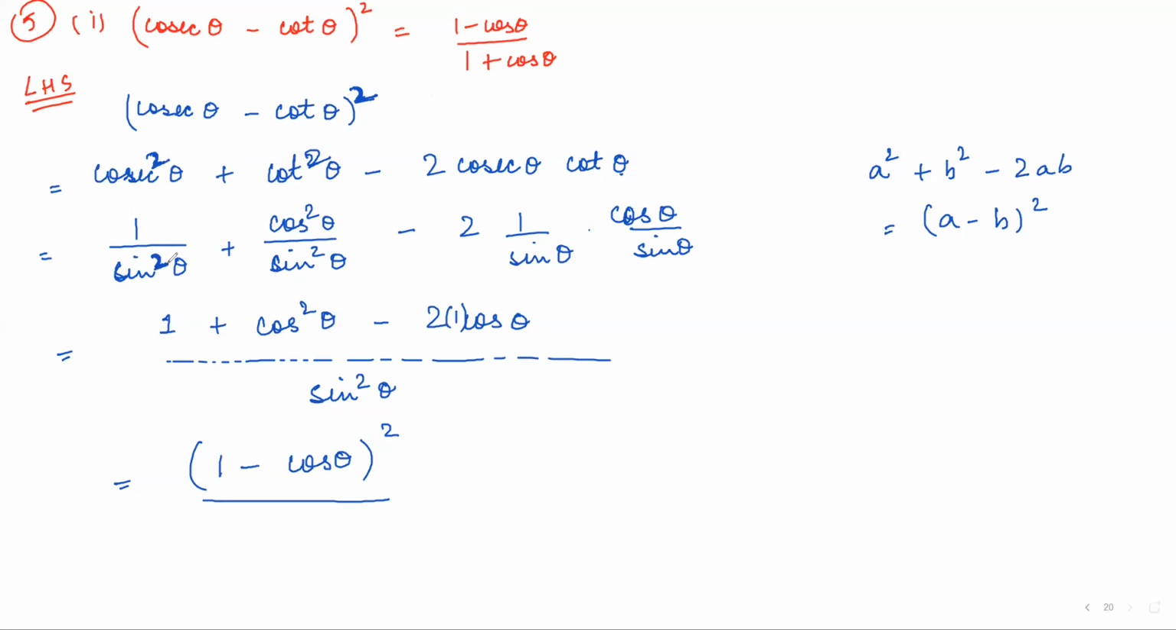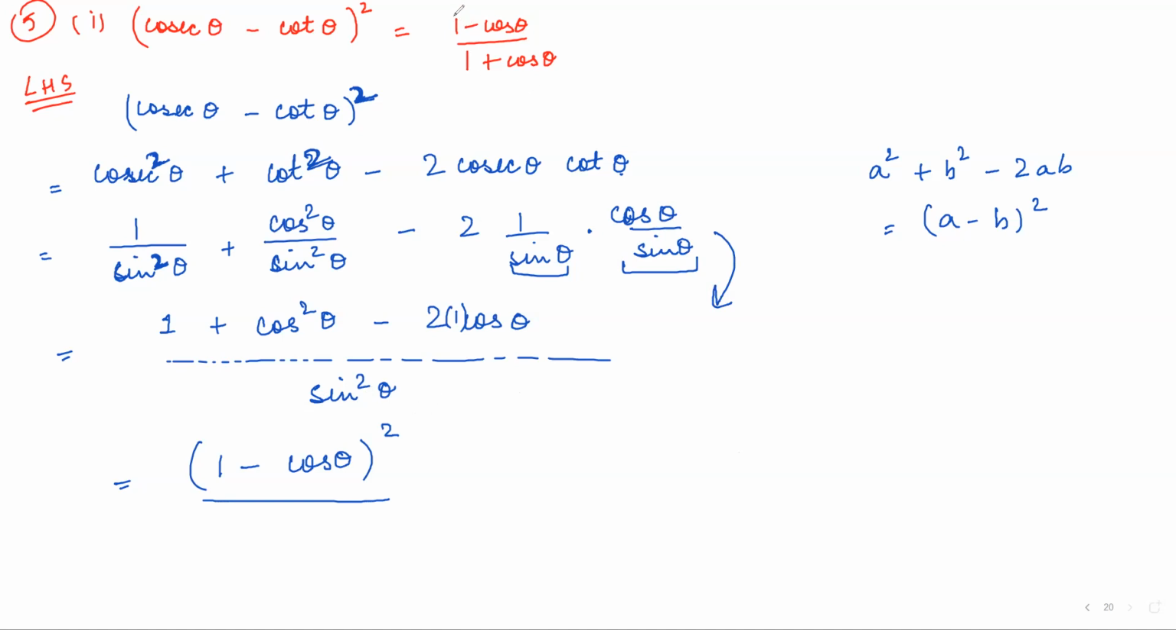Square will remain. Similarly, this is cot square theta, so this is cos square theta upon sine square theta. And this is like 2 sine here, so it's actually sine square theta, sine theta into sine theta. I've skipped one step, like you can write it in the next step as 2 cos theta upon sine square theta, and then you can take LCM. So I've directly taken sine square theta as my LCM.